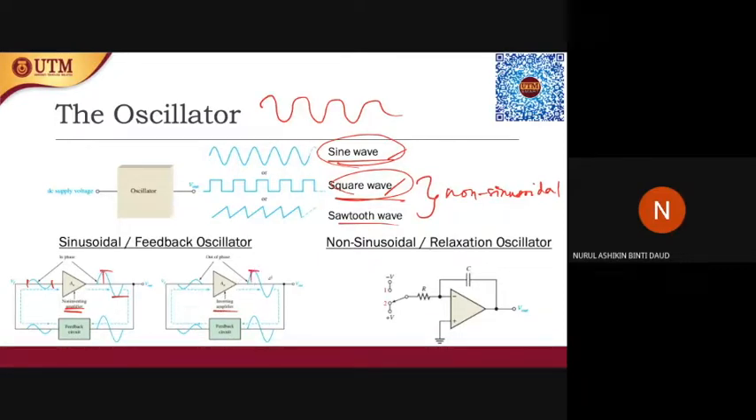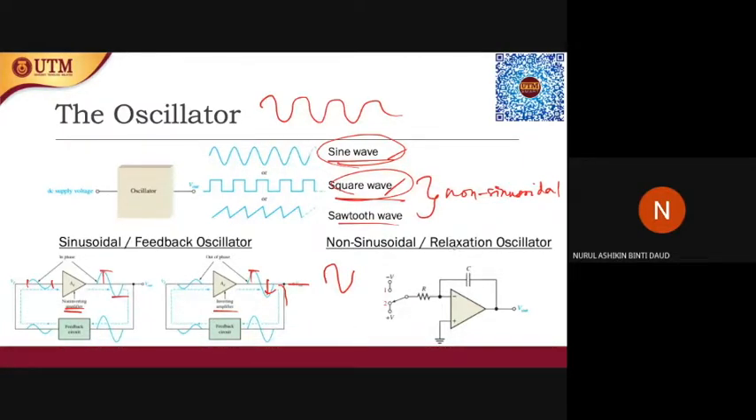Okay, it will make the amplitude higher, and you can see the output will be the same. Since there is a feedback, this waveform will return again to the input, and it will make the waveform oscillate. So that's why you can see repetitions of the waveform at the output using the oscillator. Okay, so this is how the sinusoidal or feedback oscillator works.